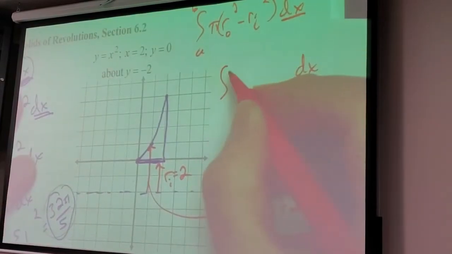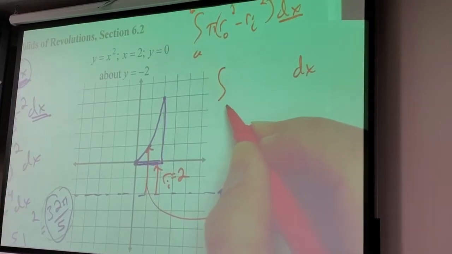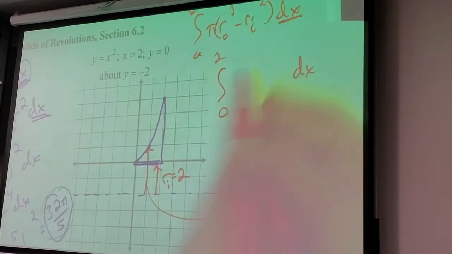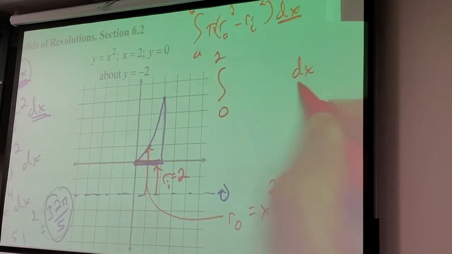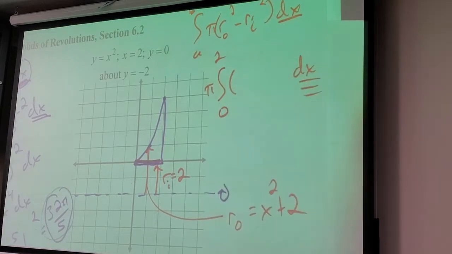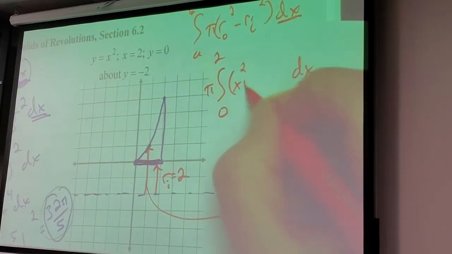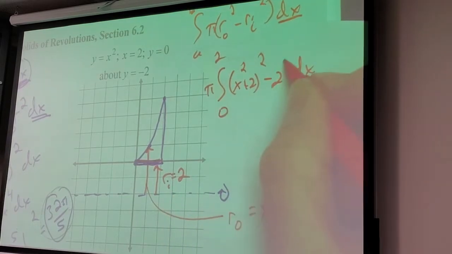So help me out. This will be from what to what? 0 to 2. Good, because it's still the same region. And it's dx, so it cares about what x is doing. Our outer was x squared plus 2. Our inner was just 2.